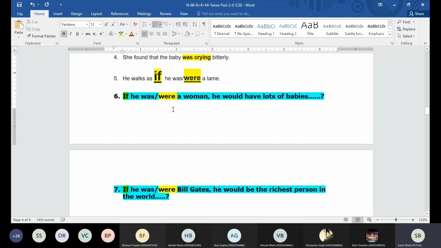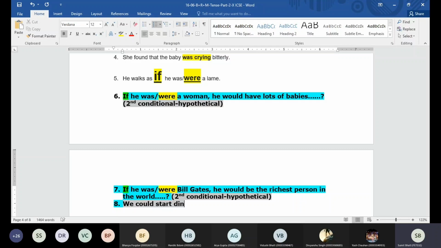Why are we using were here, not was? Because we have the second conditional, or in other words, a hypothetical conditional. We are being hypothetical here, just imagining this thing. For example, we could start dinner if only he were here. What am I going to go for? Were. Same thing here because we are referring to an imaginary situation.